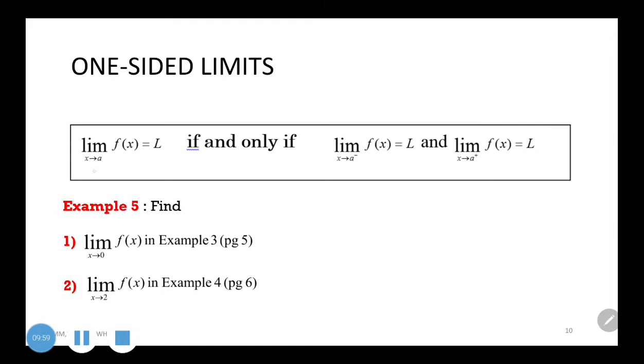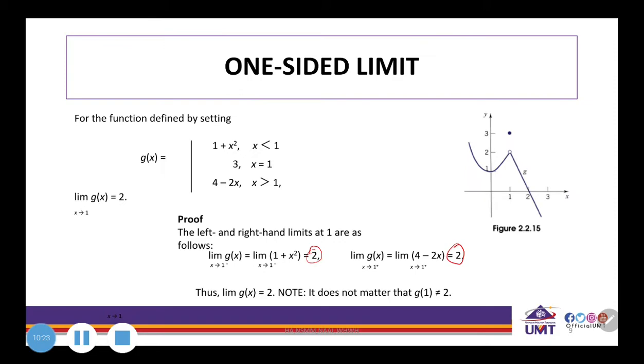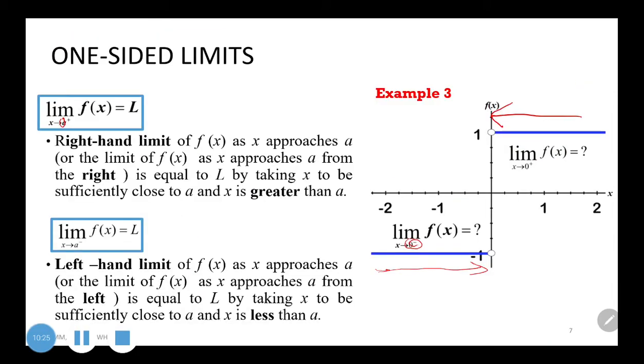Limit as x approaches a is L if and only if the value of the right hand side limit and the left hand side limit is the same value. So let's look at example 3 here. Example 3. Okay.